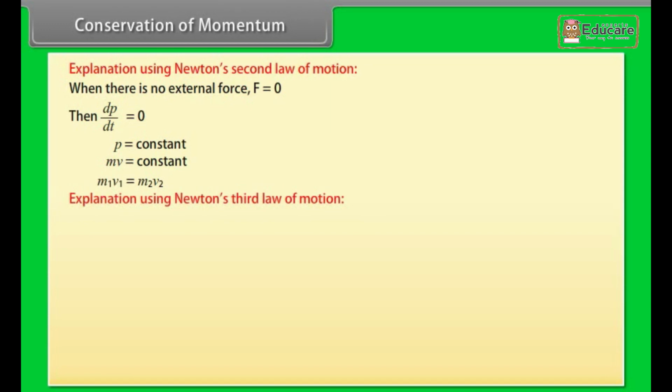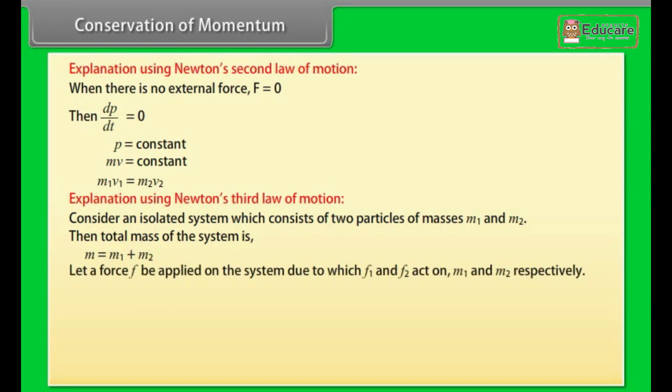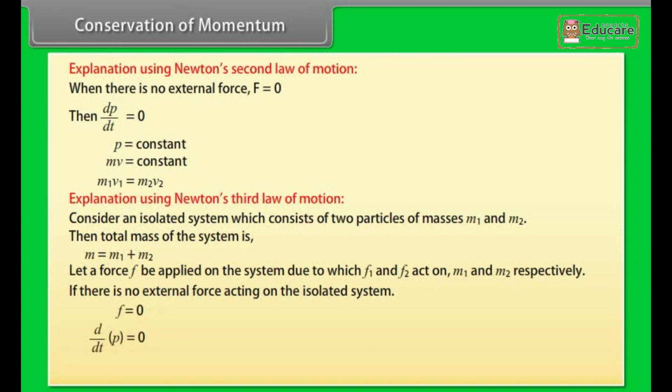Explanation using Newton's third law of motion. Consider an isolated system which consists of two particles of masses m1 and m2. Then total mass of the system is m is equal to m1 plus m2. Let a force F be applied on the system due to which F1 and F2 act on m1 and m2 respectively. If there is no external force acting on the isolated system, then F is equal to 0. dP by dt is equal to 0. P is equal to constant. Hence, the law of conservation of linear momentum is proved.